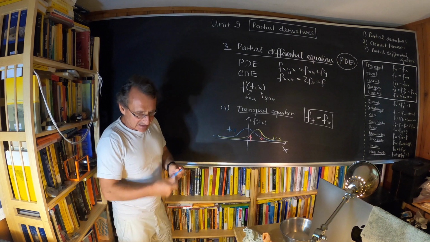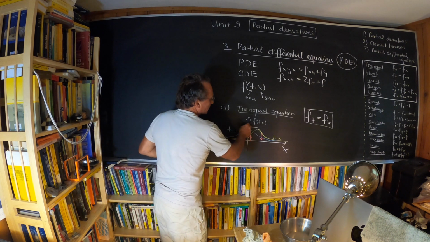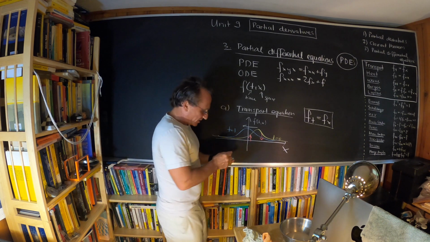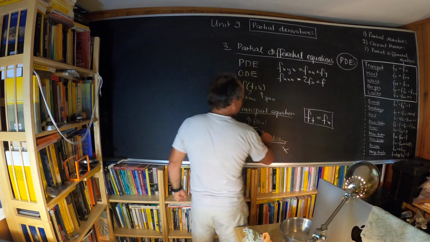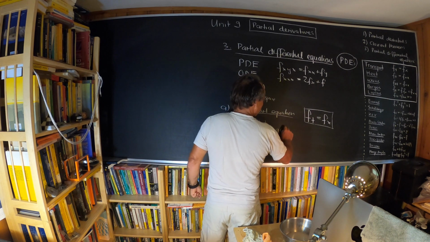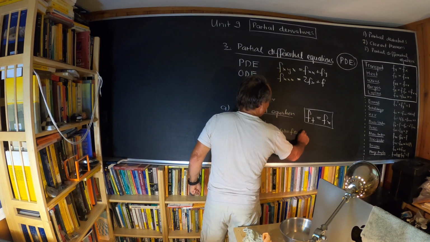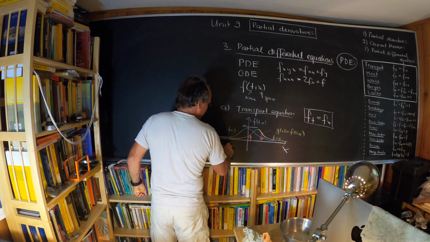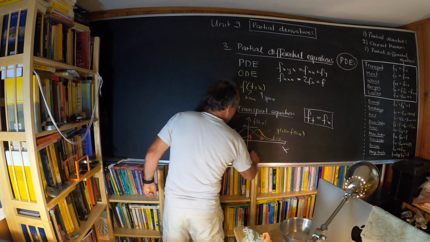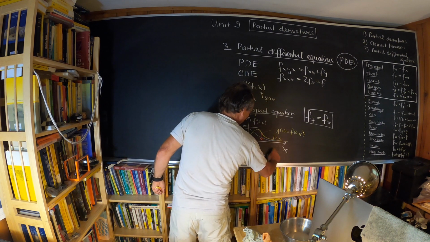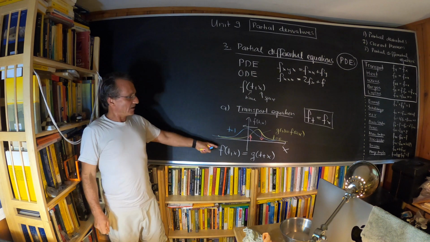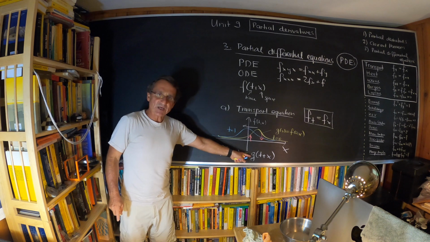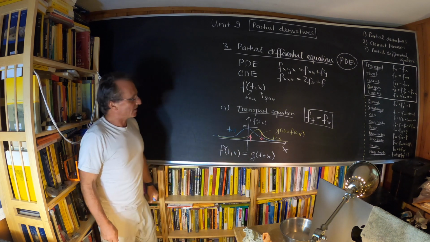So what happens is this signal has moved over. And that's why it's called the transport equation. Actually, if you call this function g of x, which is f of 0 of x, then we can write down the function explicitly. We can write down f(t,x). It's just g of t plus x. And you can double check that if you differentiate this function with respect to t and with respect to x, you get the same.